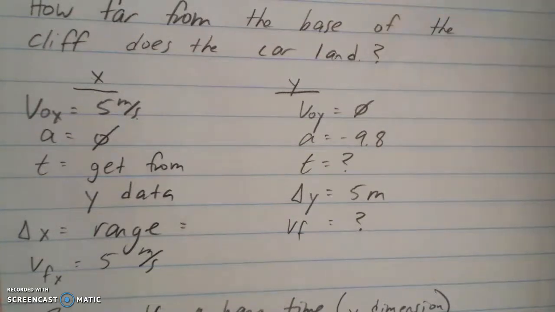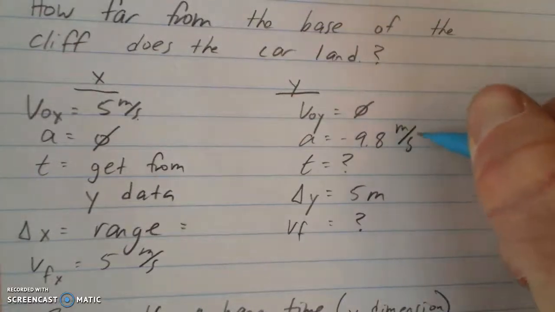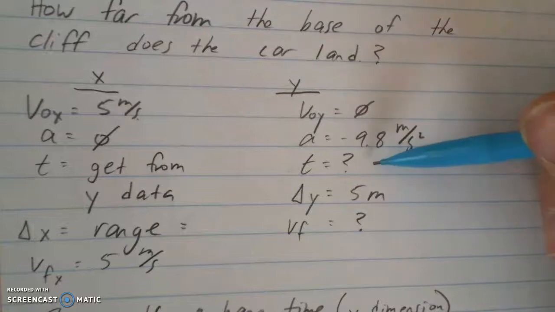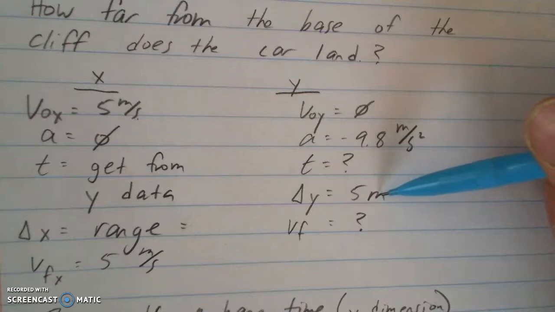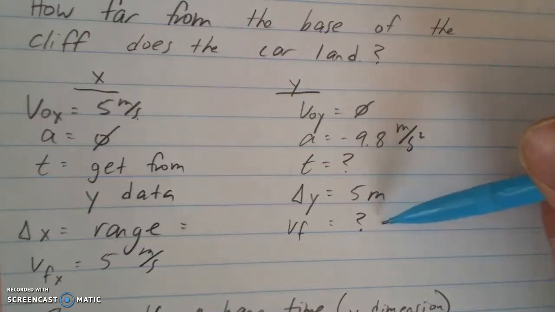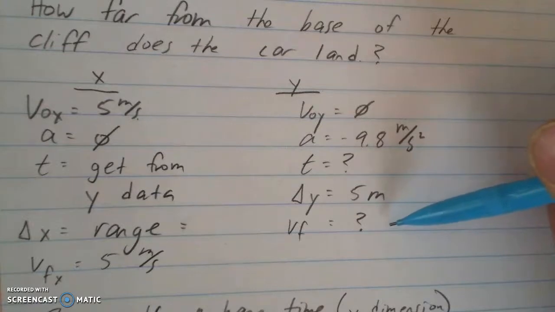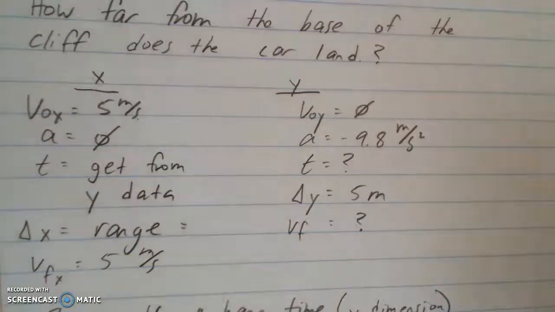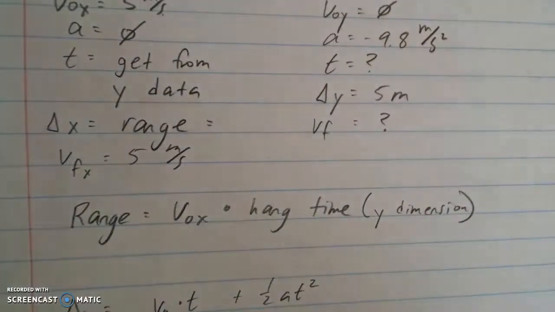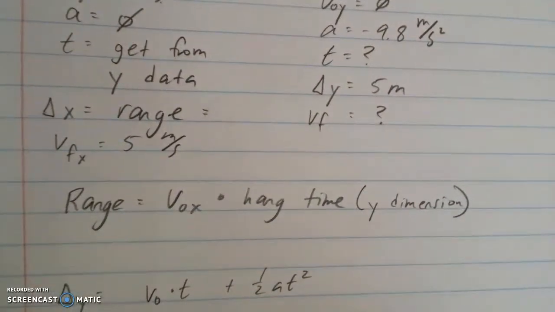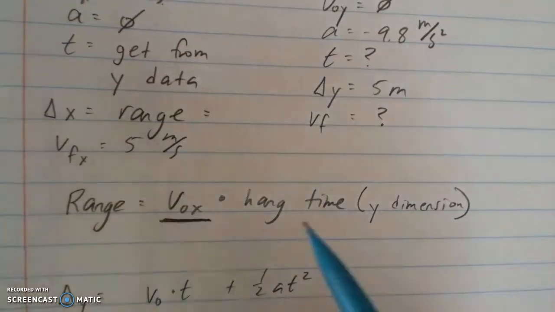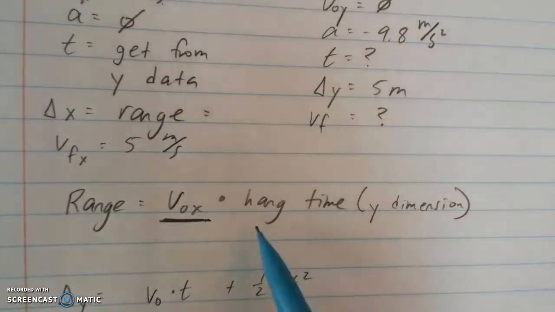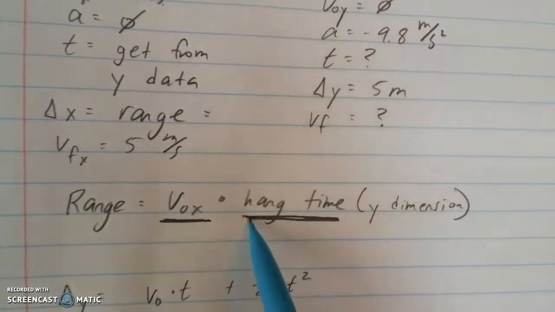Our acceleration, we're always going to know, is negative 9.8 meters per second squared. Our hang time is generally what we're going to find from this y data, and our cliff height is 5 meters. Our final velocity is unknown, and I don't believe we care about it for this problem, but we could find that out. So one of the most important equations we use for this information is that the range of a projectile is simply the horizontal component of the initial velocity vector multiplied by the total hang time that the projectile is in the air.